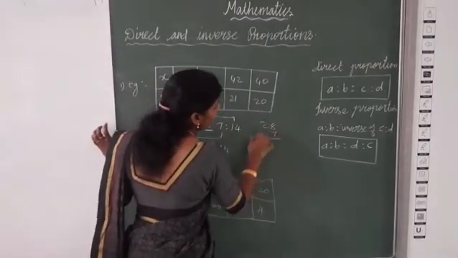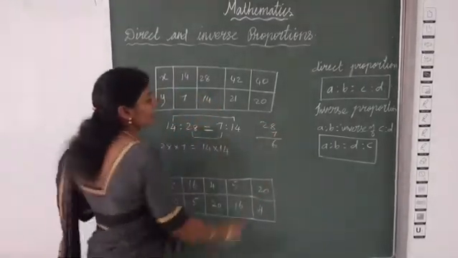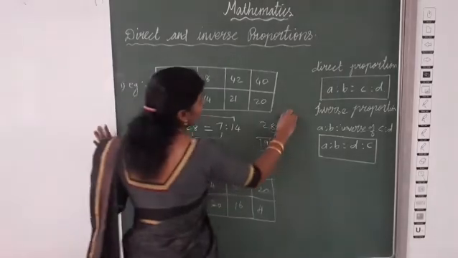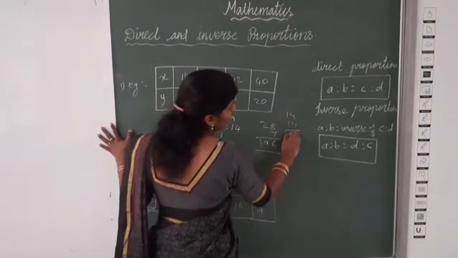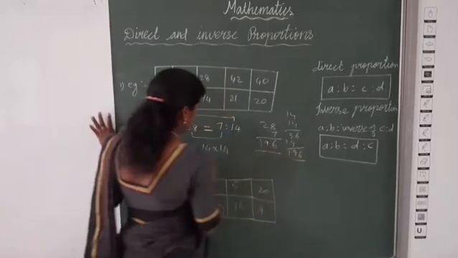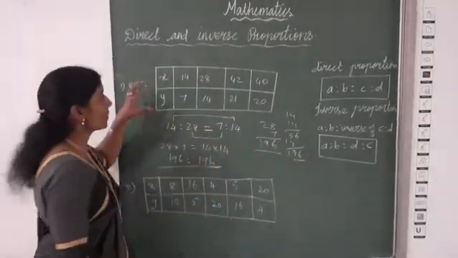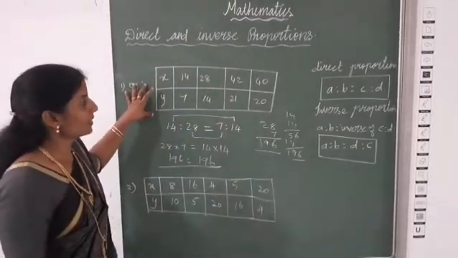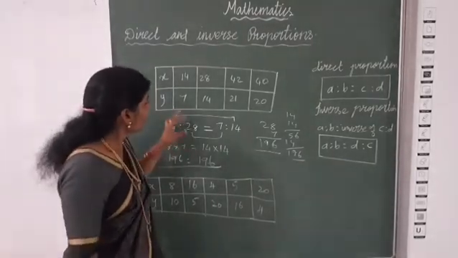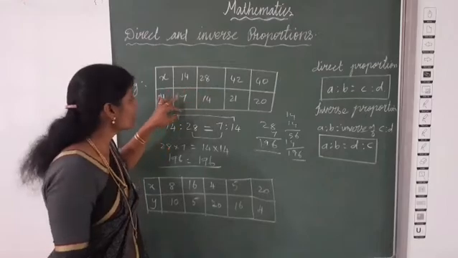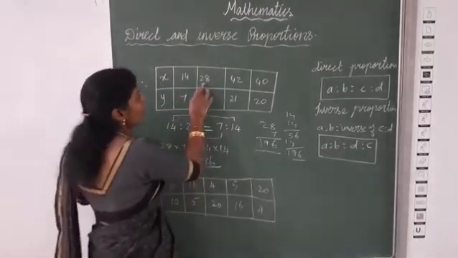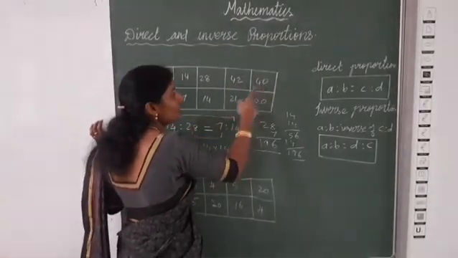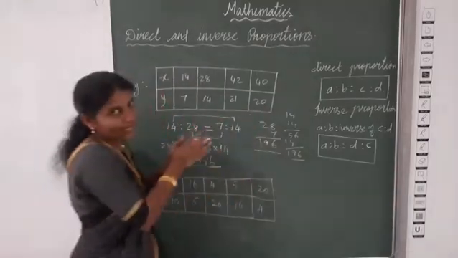What is 28 into 7? 7 twos are 14, 196, equal to 14 into 14, 196. So we can say this proportion is a direct proportion. Because here A is to B is equal to C is to D. Now 28 is to 42 equal to 14 is to 21. Any two you can take and check it.